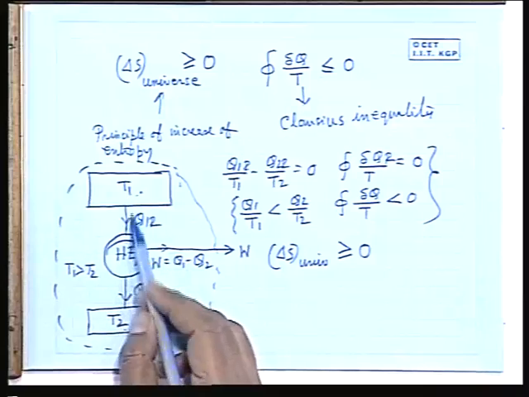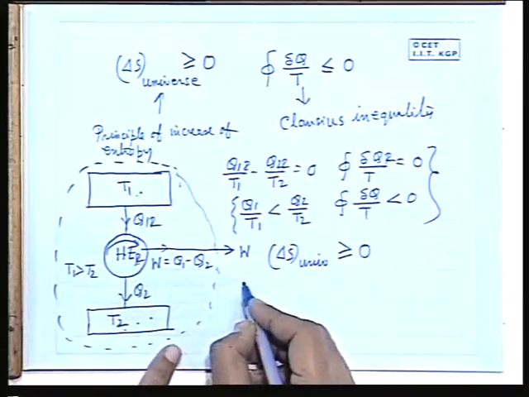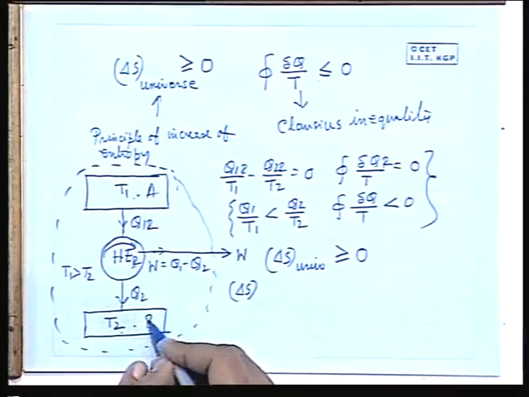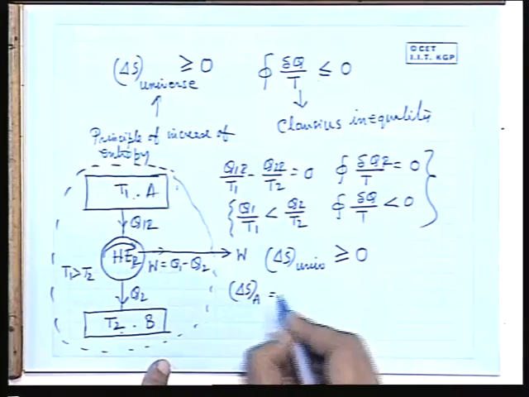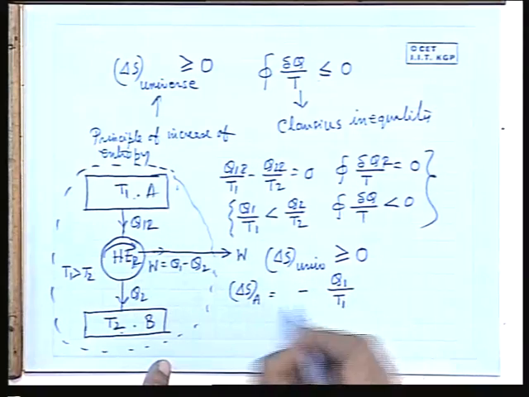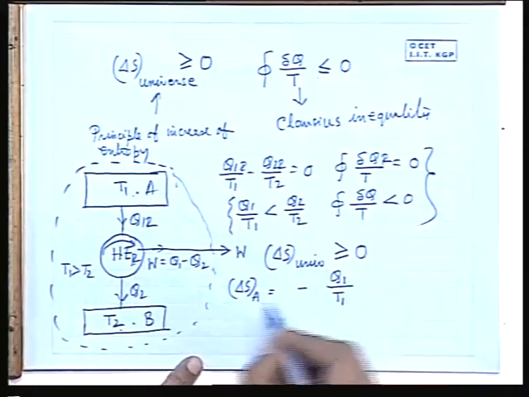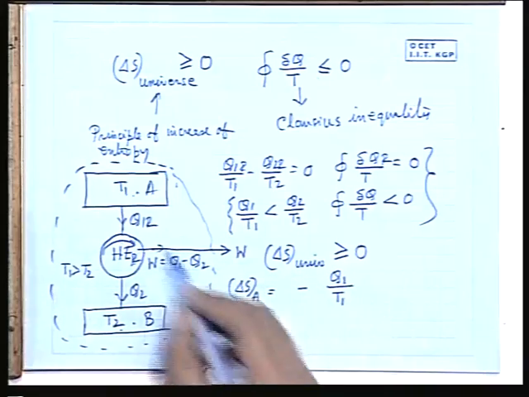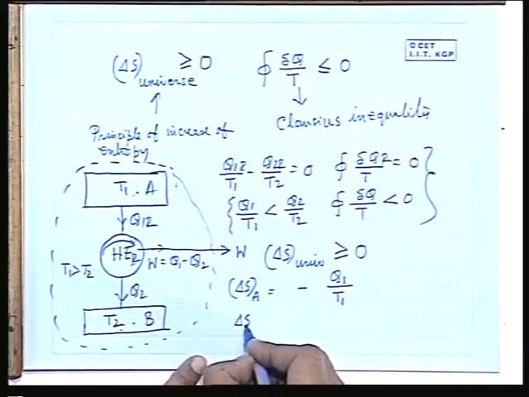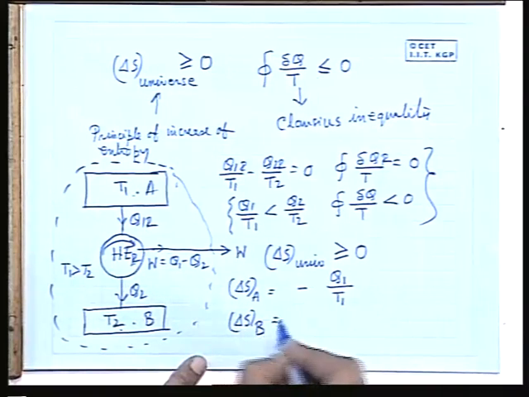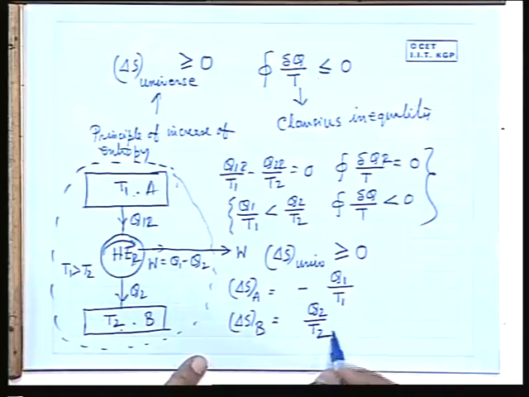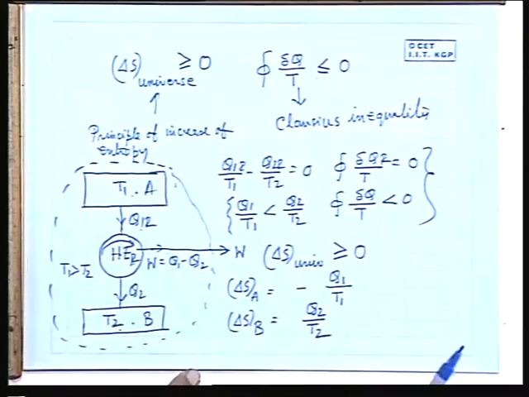What is the delta S of the thermal reservoirs? Let this be A, this be B. So delta S A is minus Q1 by T1. If it is reversible, then Q1 R. Now here I am not writing Q1 R or Q2 R. Let us consider it may be reversible or it may be irreversible. So delta S B is Q2 by T2. Let us consider first the irreversible case without the R suffix.